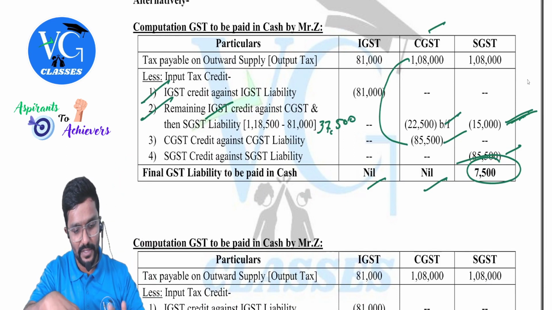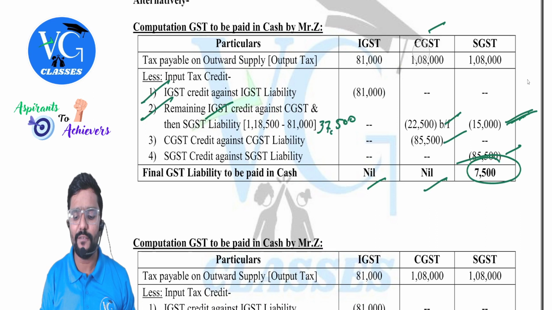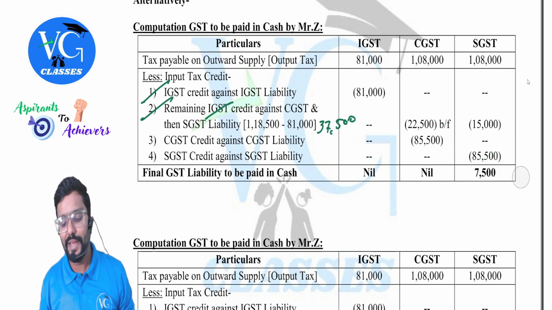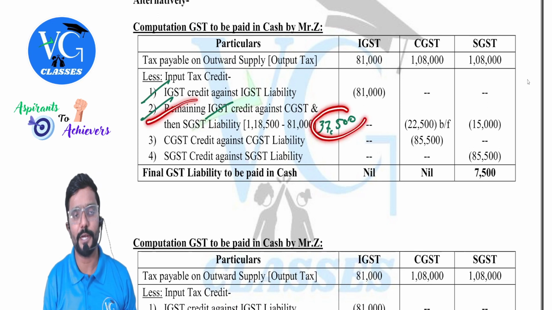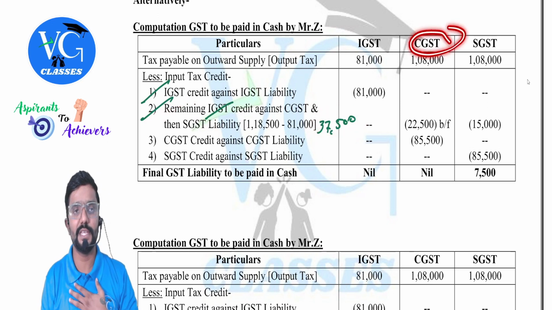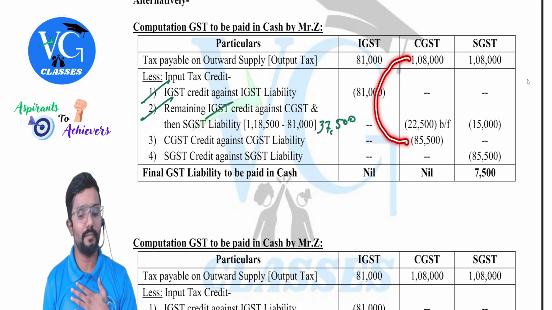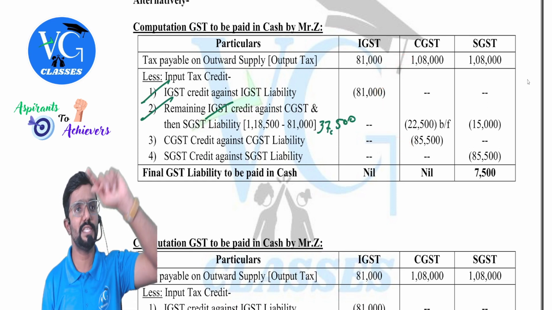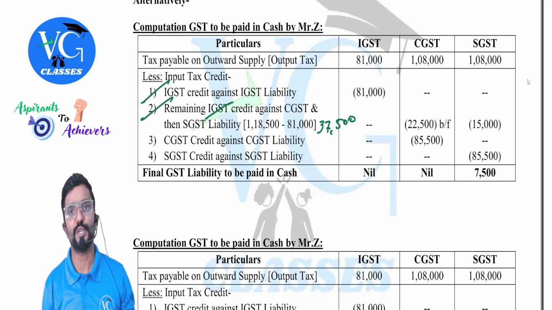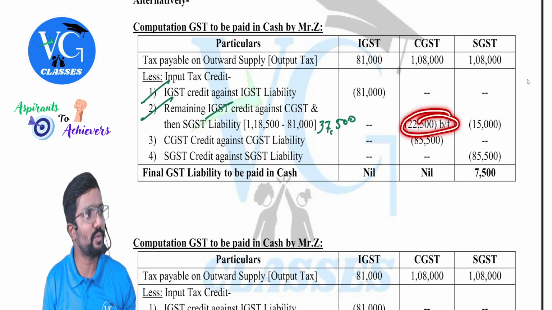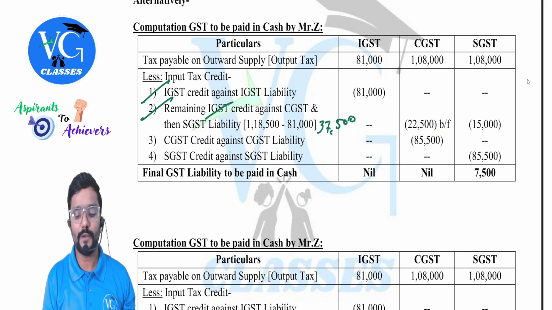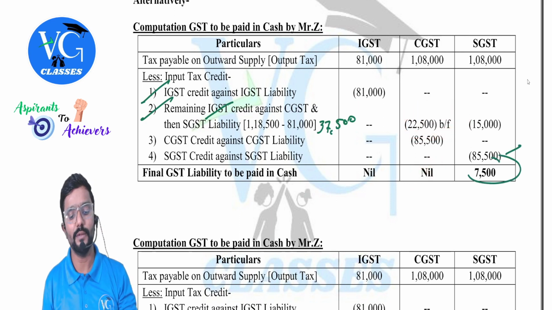Understood now? I repeat, please listen. First, I will use enough of the remaining IGST liability. What is the remaining IGST? In the second step, 37,500. Out of this, whatever is required for my CGST, I will use it fully. How will I know how much is required? Simple. Take output tax minus input tax of the same nature, that is CGST output tax minus CGST input tax. The balancing figure is 22,500. So out of 37,500, I am using 22,500 against CGST, so that my CGST to be paid comes to nil.